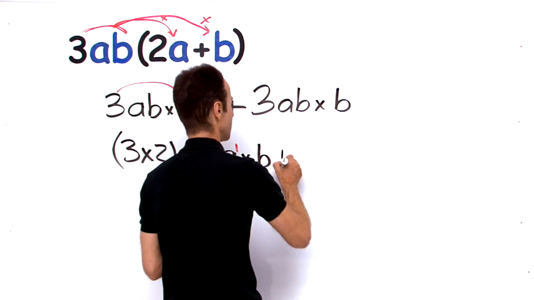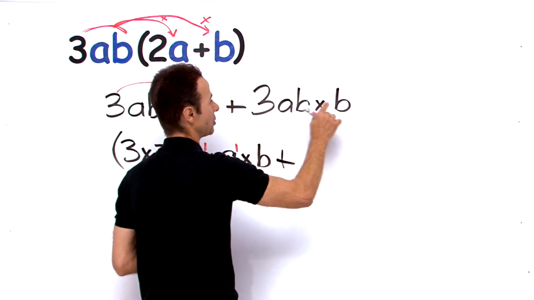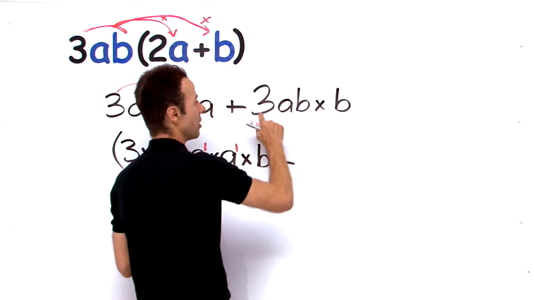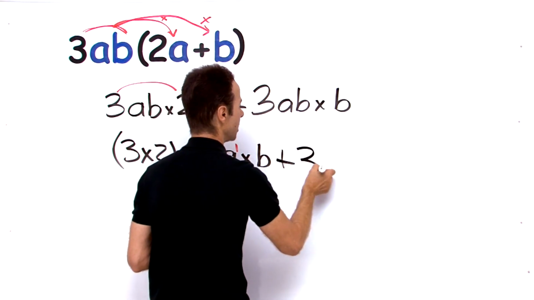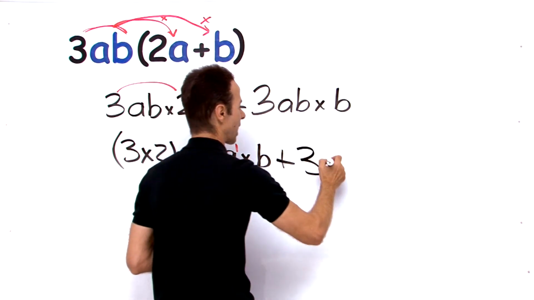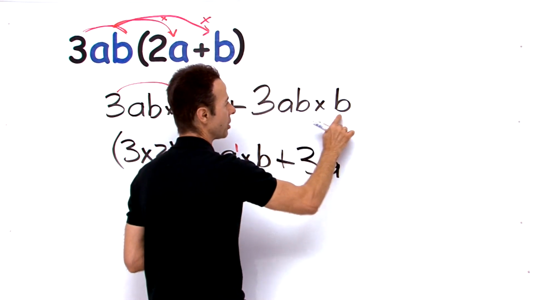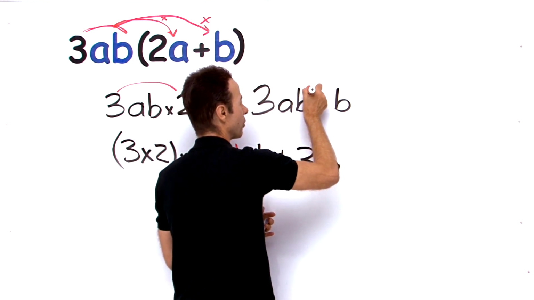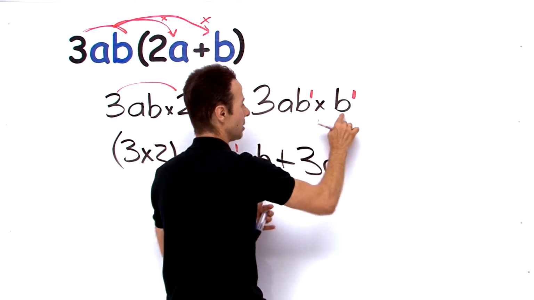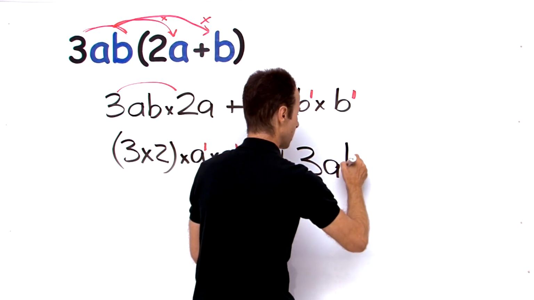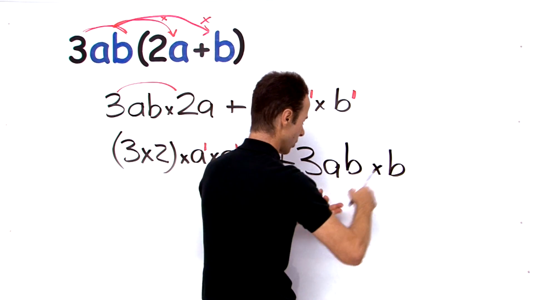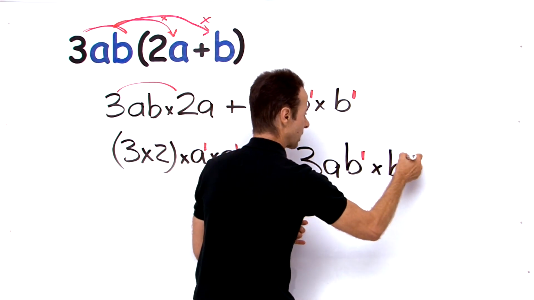We go plus. Now we've got 3ab times b. Let's collect like terms. There's no numbers here, so it's just 3. And there's no a's over here, so it's just a. But we have a b here with a b, and each one is to the power of 1, power of 1. So b to the power of 1 times b to the power of 1. We'll get back to that in a second.